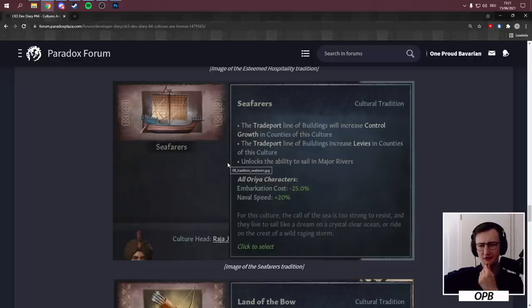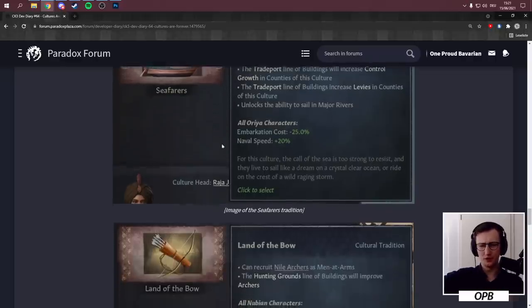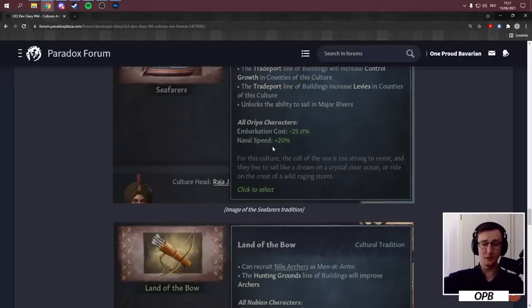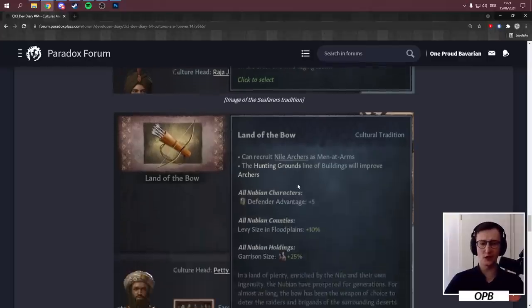Circumventing innovations? That would be very cool. Embarkation cost minus 25% and naval speed plus 20. For this culture, the call of the sea is too strong to resist, and they live to sail like a dream on a crystal clear ocean or ride on the crest of a wild raging storm.